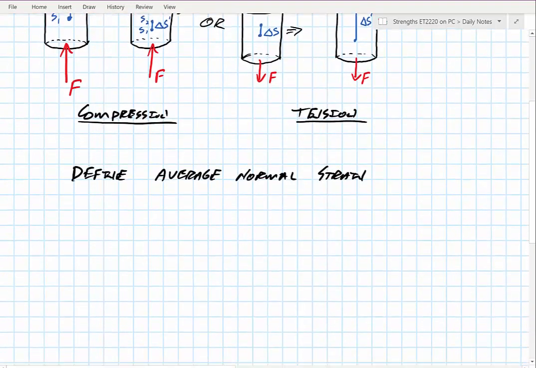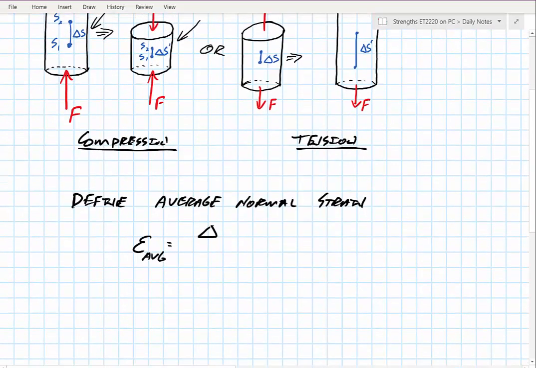So for average normal strain, we're going to use the Greek letter epsilon, and we do want to say it's average. In the same way we said our stress was the average normal stress, this would be our average strain, meaning if we took the average across the cross section. And we're going to say it's equal to, using those little S values we had up there, our final length minus my initial length divided by my initial length.